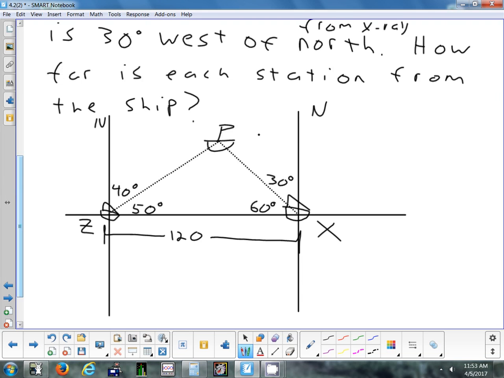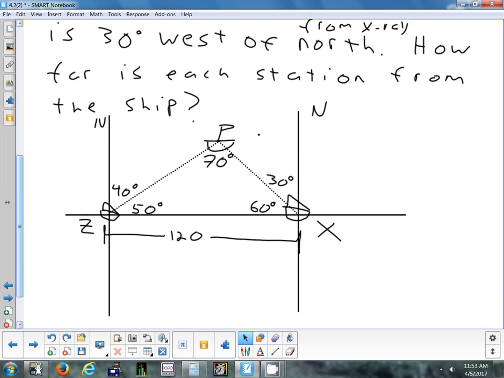That angle is going to be very important, because without it we can't do anything. I know the side that's across from it, and in order to use law of sines, I need to know an angle and the side across from it. So 50 and 60 adds up to 110. So what's that angle at the top? 70.